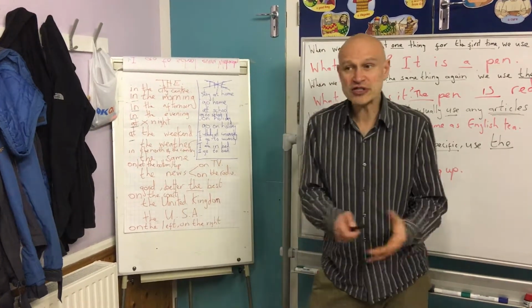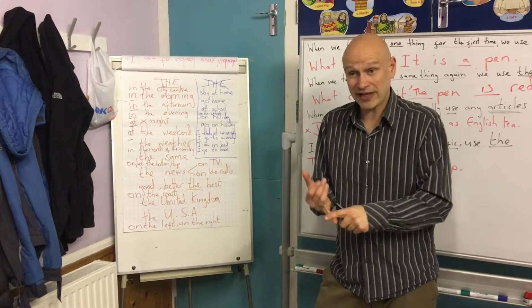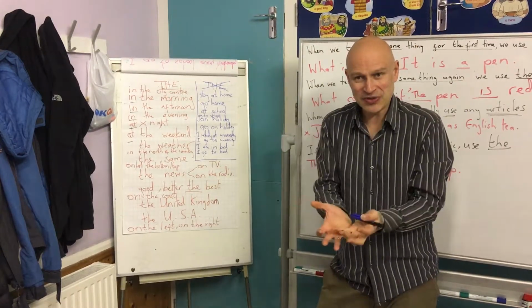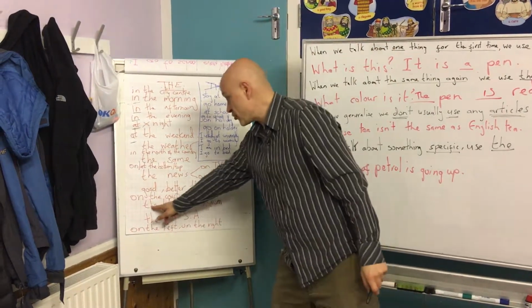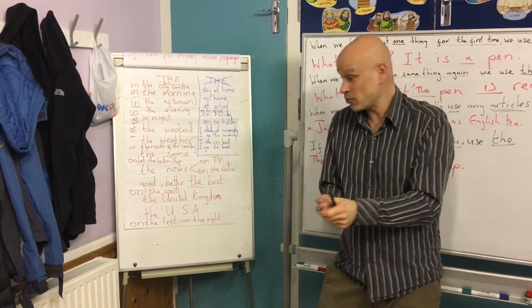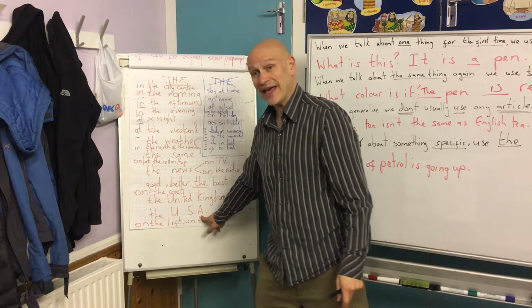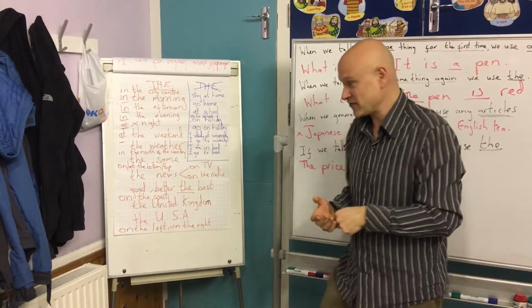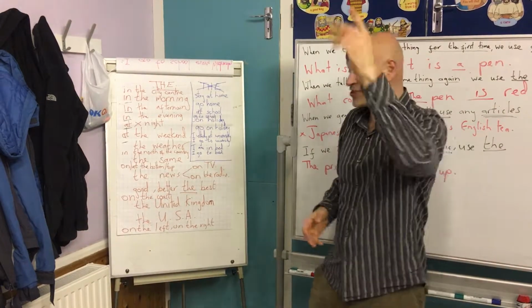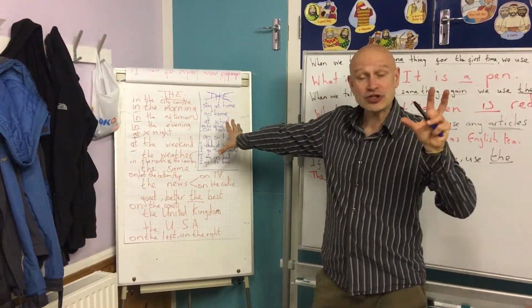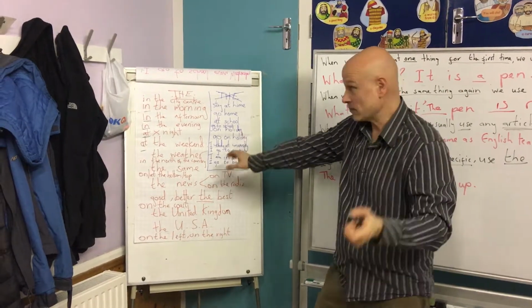And for countries, we don't use the article. England, Ireland, Scotland, Wales. But when we group them, for example, the United Kingdom is made up of England, Northern Ireland, Scotland and Wales. The USA is made up of 50 states, 51 states, maybe 52, I don't know. Is it 52? Thank you. But over here, this is where we do not use the article.